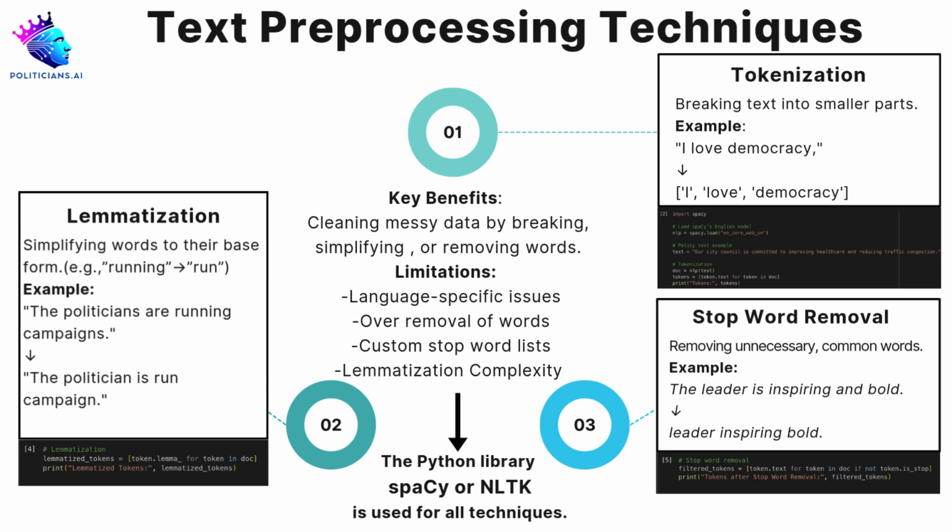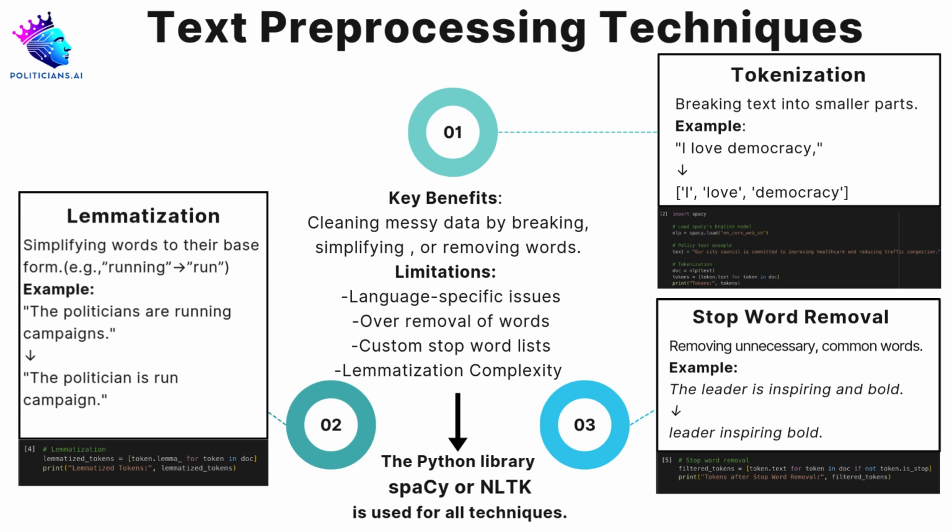Limitations. 1. Language-specific challenges. Tools like spaCy are primarily optimized for English. Analyzing non-English texts, such as Japanese or Arabic, may require additional customization. 2. Risk of over-removal. Over-removal of stop words can distort meaning. For example, original: "The government should not increase taxes." After removing not: "The government should increase taxes." This changes the message completely.